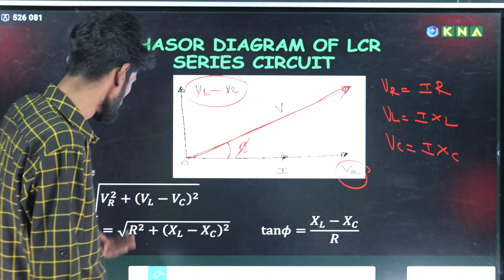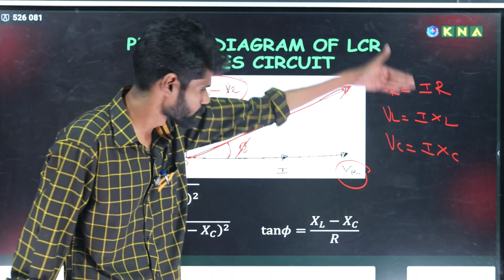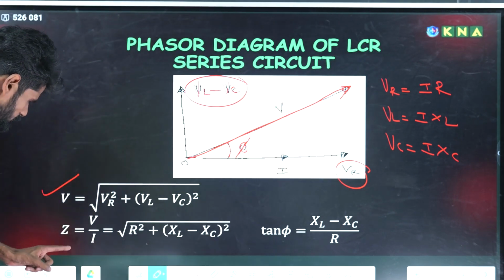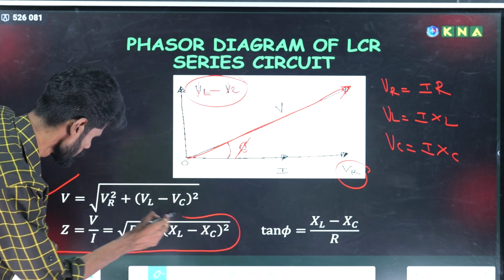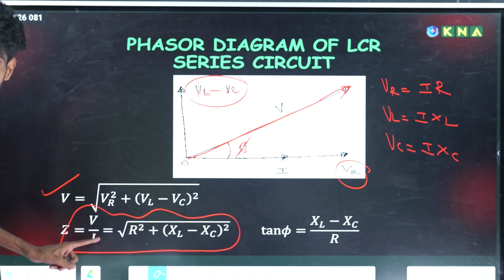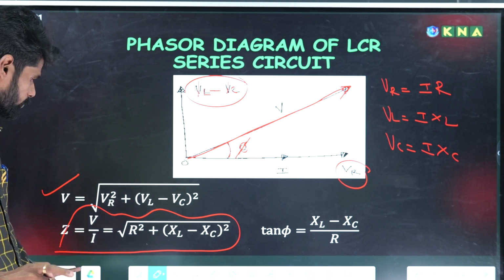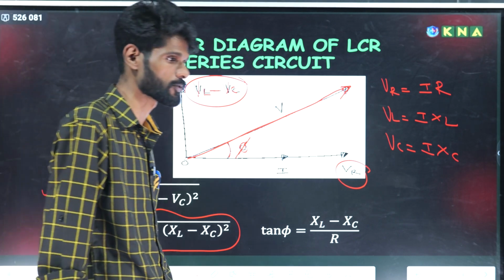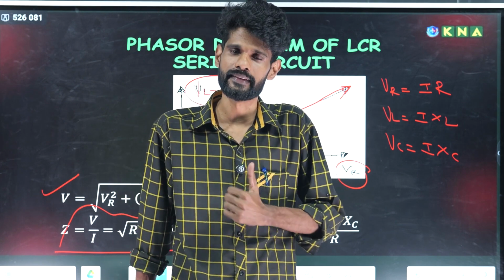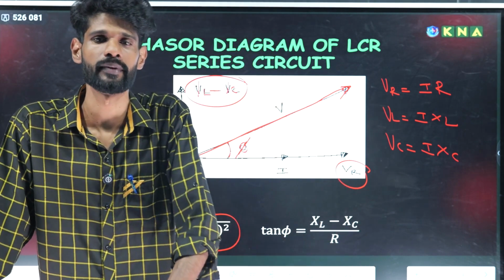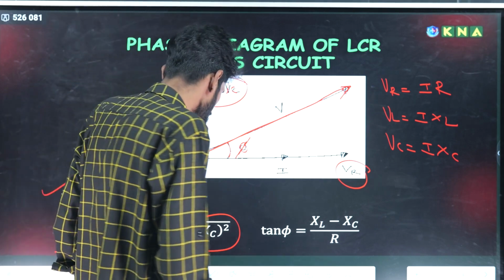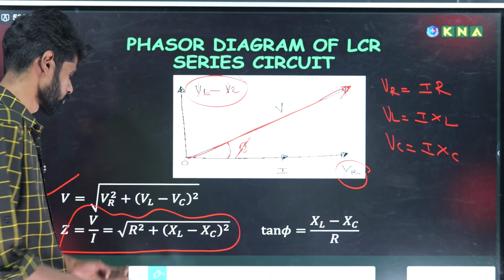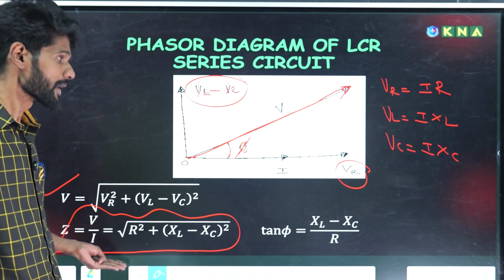By substituting VL, VR and VC values, finally you get Z, which is V by I, equal to root of R square plus XL minus XC the whole square. So that is known as the impedance of the circuit. So what is impedance? It is the net opposition offered by the LCR circuit to the flow of alternating current. Z is equal to root of R square plus XL minus XC the whole square.